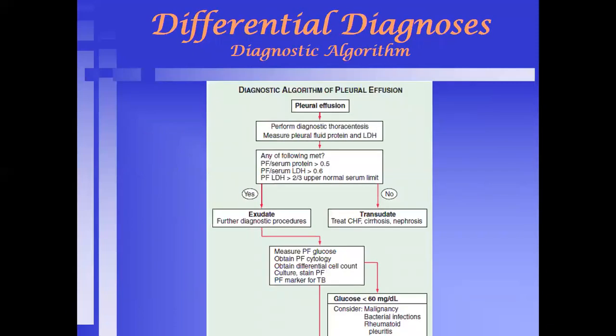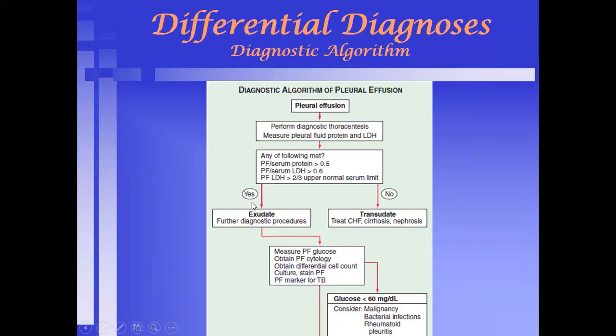So in your Harrison's, we have there the diagnostic algorithm for the diagnosis of pleural effusion. So when presented with a patient having pleural effusion, the first thing to do is to perform your thoracentesis. And when you have your pleural fluid analysis, you can try to determine if any of the criteria for exudative effusion are met. So if you do not meet any of the criteria, then that is a transudative effusion, and you are looking at probably a heart failure, cirrhosis, or chronic kidney disease.